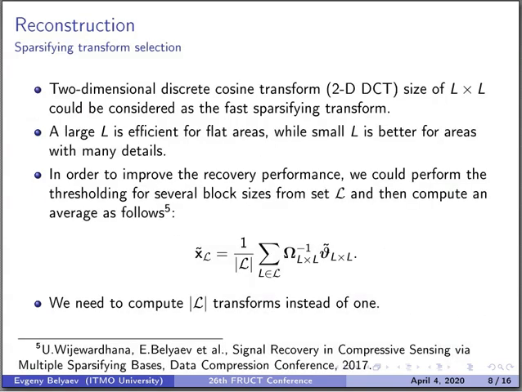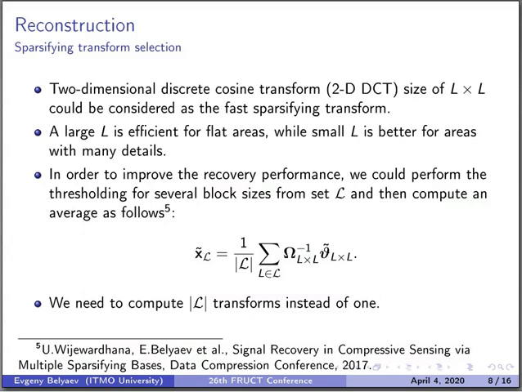As an example, the two-dimensional discrete cosine transform of size L by L could be considered as the simplest and fastest sparsifying transform, but of course it has quite low reconstruction quality. In order to improve it, we could remember, for example from image coding, that a large block size is efficient for flat areas, while small block sizes could be better for areas with many details.